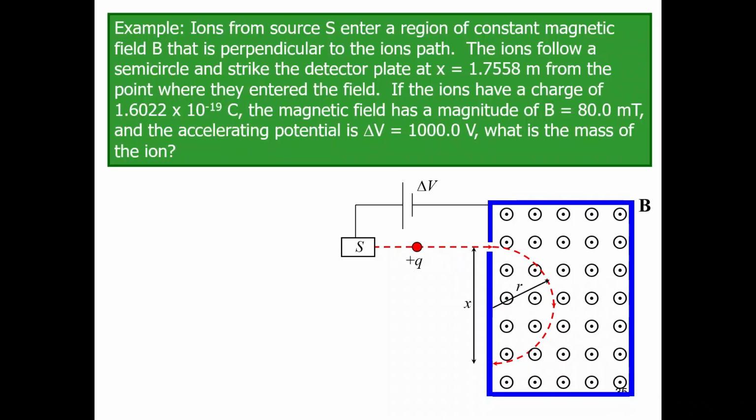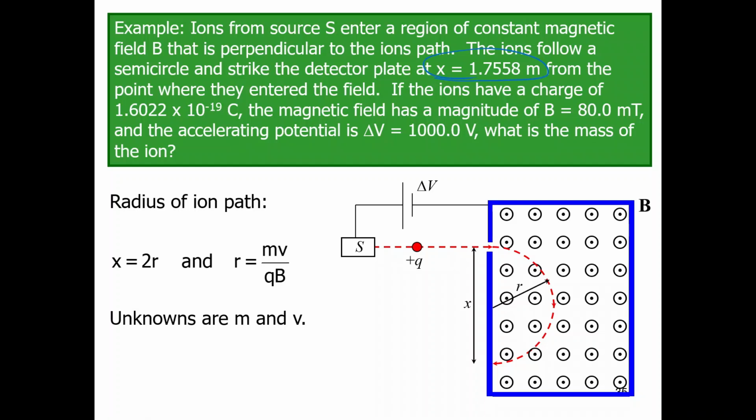All right, so let's take a look at this particular example. We have ions that are going to enter a region of constant magnetic field B, perpendicular to the path. The ions follow the semicircle. We have a known x value, because that is one of the values that is often known. We know that it has a single excess charge, in this case a proton. We know the magnitude of the magnetic field strength, and we know the potential difference that the charge is accelerated through. And we want to use that information to find the mass of the ion.